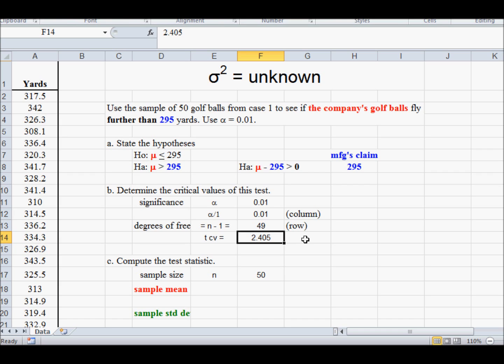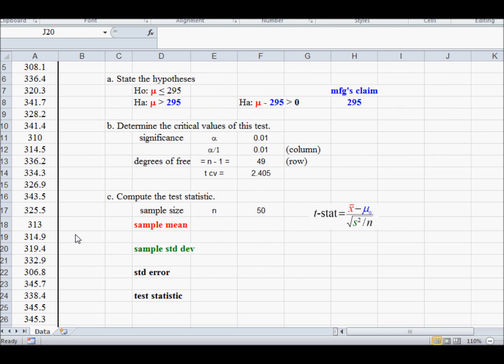Okay. Now, one real quick point here, because the alternative hypothesis is indicating that we have an upper tail test, mu greater than 295, the t-critical value is positive. If the alternative hypothesis said mu less than 295, then we'd have to make the t-critical value negative. But it's positive here because we're talking about an upper tail test.